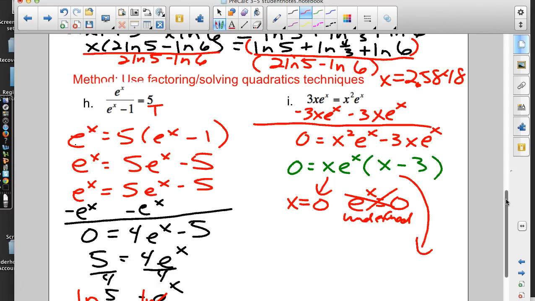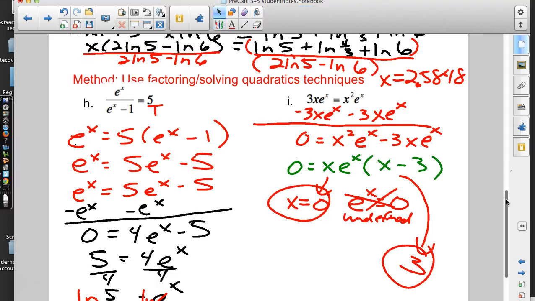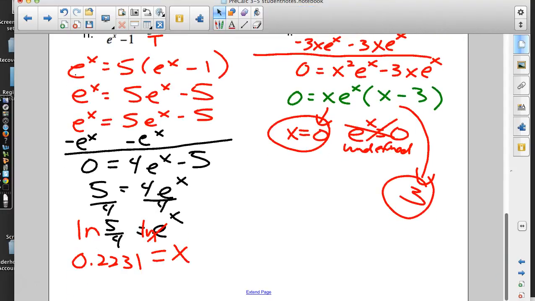How about that set of parentheses there? What's the 0 for x minus 3? 3. How many solutions was it supposed to have? Just 2. It was x squared. So we found them. It took some serious manipulation, but we found them. Some good factoring.